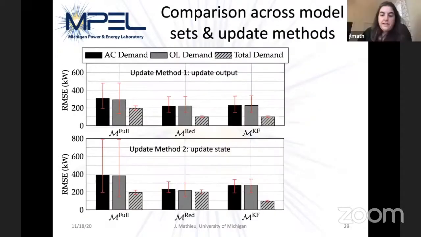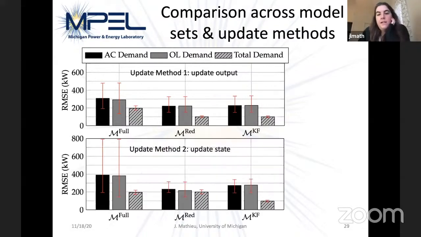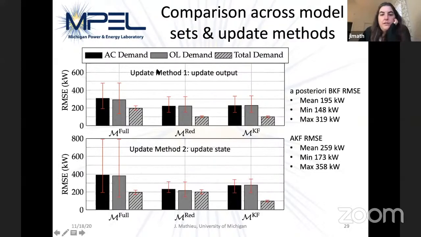So here are the statistics. It's showing perhaps more than we really need to focus on, but the air conditioner demand is in black. So you can see the black lines here. That's what we really are interested in predicting. The rest of it is sort of just coming out of the algorithm. And here's for the 2 different update methods, 1 and 2, either updating the state or updating the output. This one is the best overall.